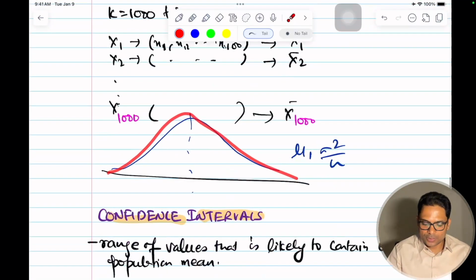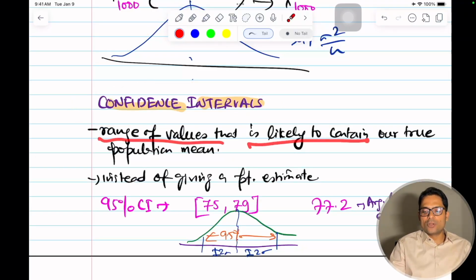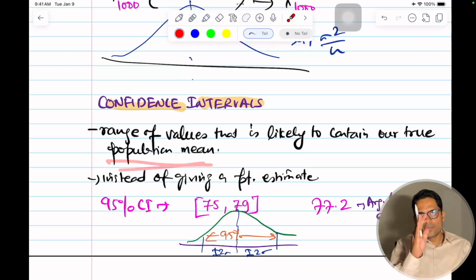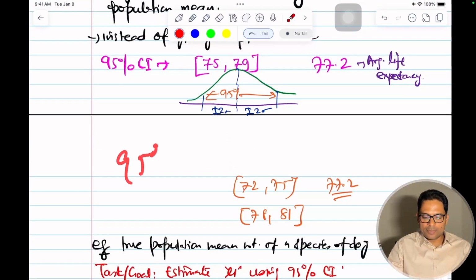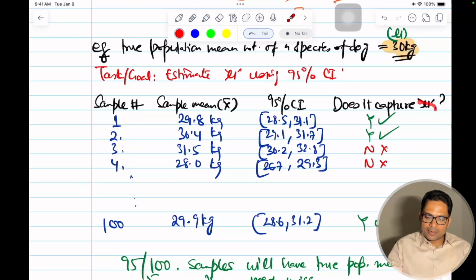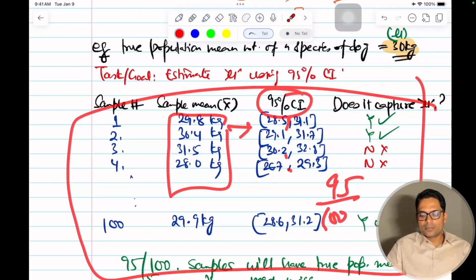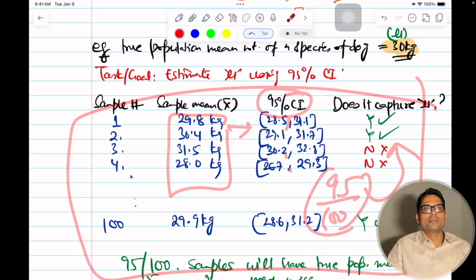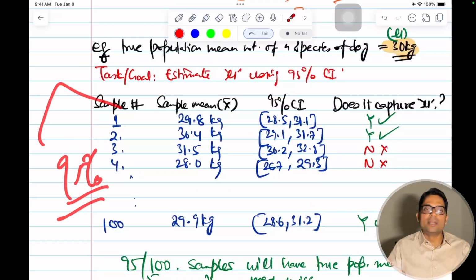We saw this with 1000 samples, and then we calculated confidence intervals. A confidence interval is the range of values that is likely to contain our true population mean. So instead of giving one point estimate, I give a range of values with the confidence interval. And what does this confidence interval mean? For example, for a 95% confidence interval, which is the most common one, if I take 100 samples and calculate the confidence interval for each of them, then 95 out of 100 such confidence intervals will capture the true population mean. That's what a 95% confidence interval means. It is not a probability.